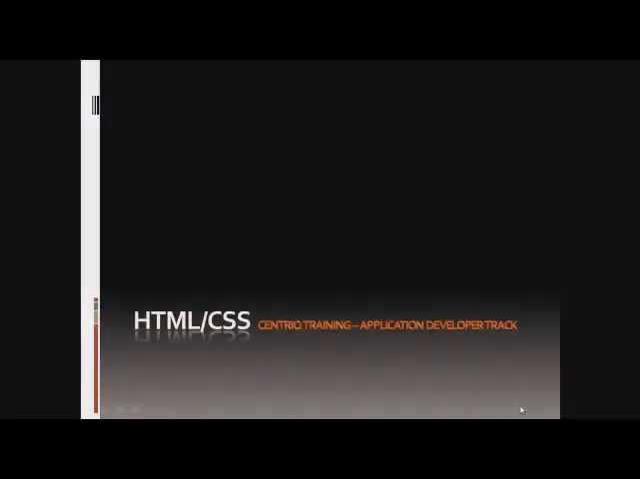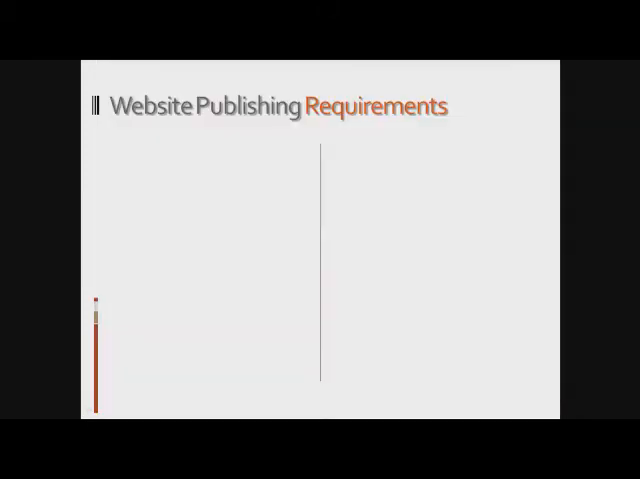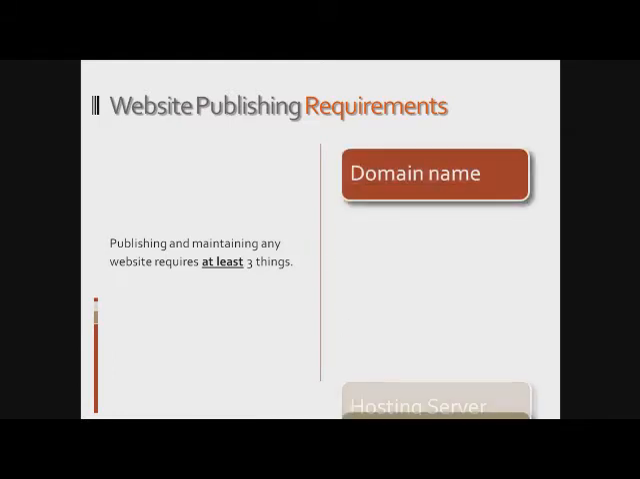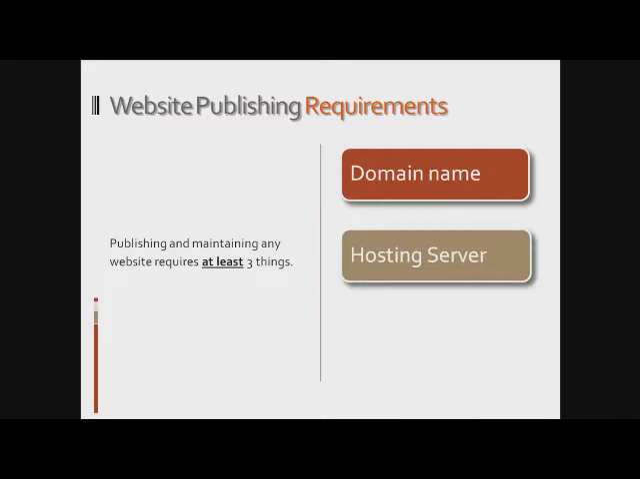Okay, so in our HTML and CSS class, we're going to actually be learning quite a few things, including requirements for publishing a website. There are at least 3 things that you need to have in order to publish a website. You need to have a unique domain name. You have to have a web server that is going to host up the content for your website. And by that we mean the web pages and any supplementary files like images and JavaScript, CSS, etc.